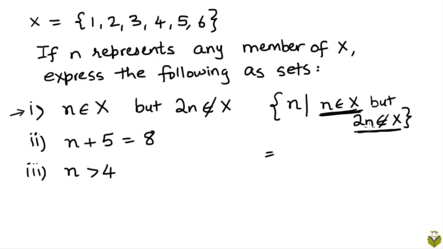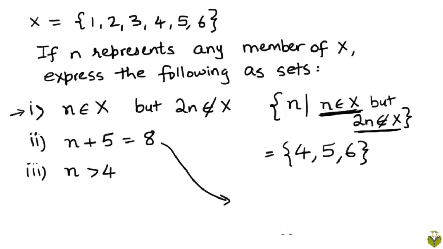If we put n equal to 4, twice of 4 is 8, and 8 does not belong to the set X. So 4 is an element of this set. 5 is also an element of this set because twice of 5, which is 10, is not an element of X. And 6 also belongs to this set because 6 times 2, which is 12, is not an element of X. So the first set in roster form is 4, 5, 6, and in set builder form it's this.